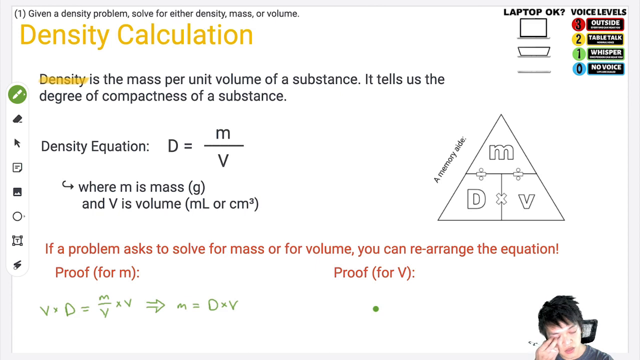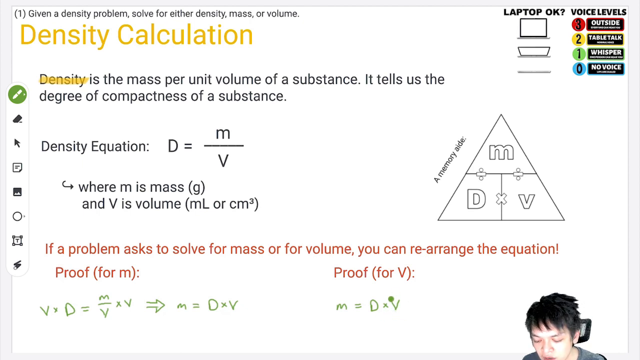What about for volume? What if you're trying to solve a problem where it's asking for volume and you're given density and mass? Here's the proof for the equation for volume. I'm actually going to start with the one that I just proved. Mass is density times volume. What if we're trying to solve for volume now? You know how we isolated mass in the previous one? We're going to do the same thing here. We're going to isolate volume.